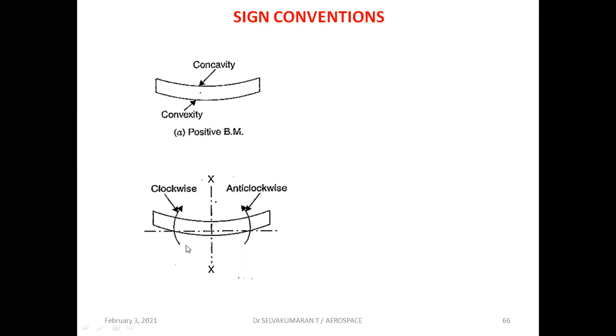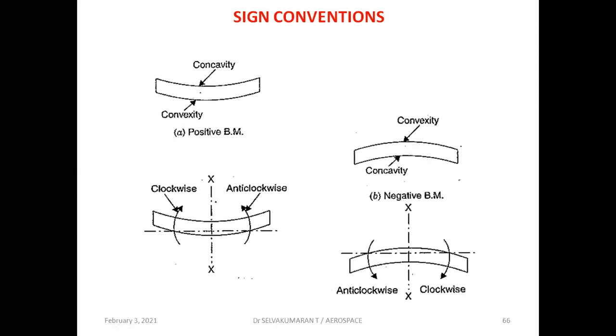You can see here the clockwise and anti-clockwise moments are acting, and then only the beam will bend. Suppose you take a section: this is the left side of the section, this is the right side of the section. On the left side of the section, clockwise moments are positive, and on the right side, anti-clockwise moments are positive. We need to keep this in mind.